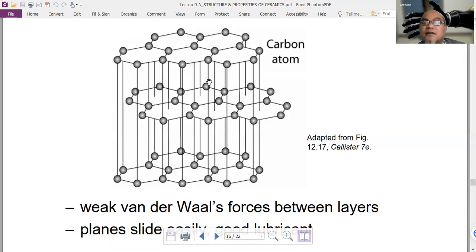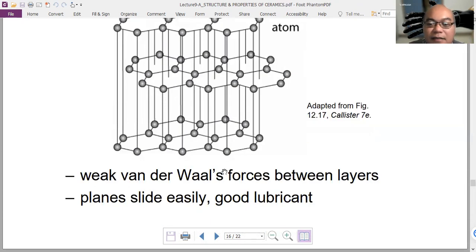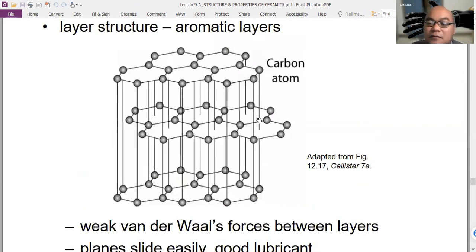This makes graphite ideal for pencil, because when your pencil touches the paper, some carbon atom layers on the outer part will be released from the whole pencil material and bind to the paper structure. So planes slide easily, and this makes a good lubricant.